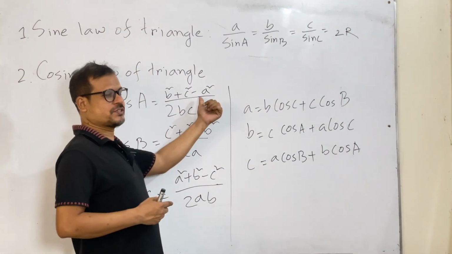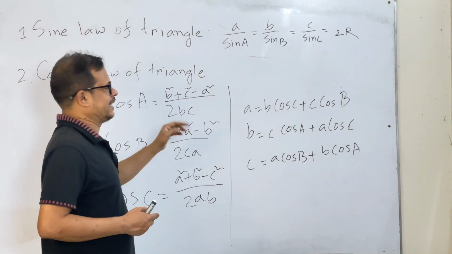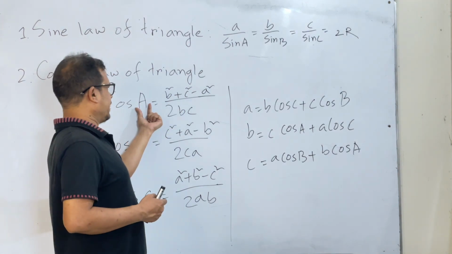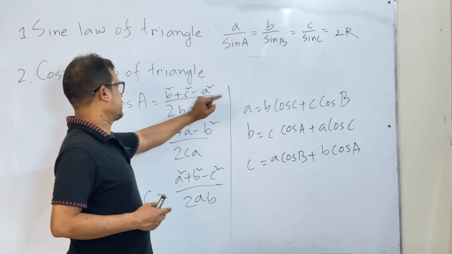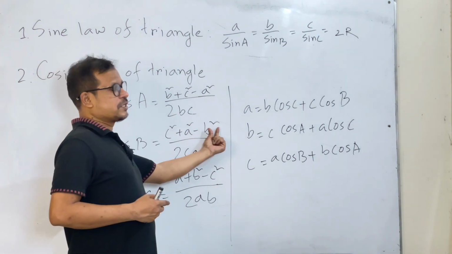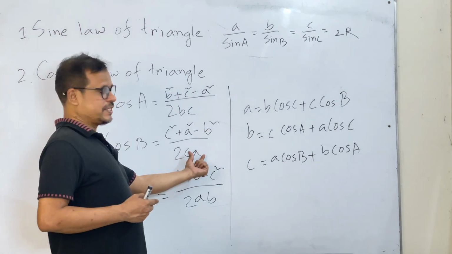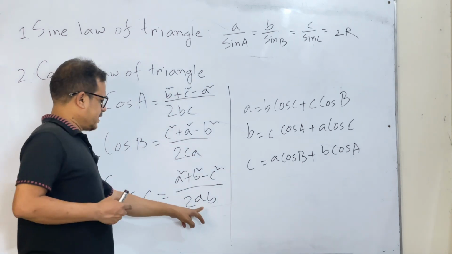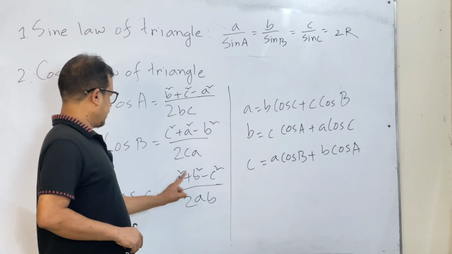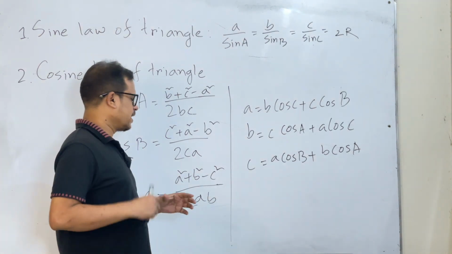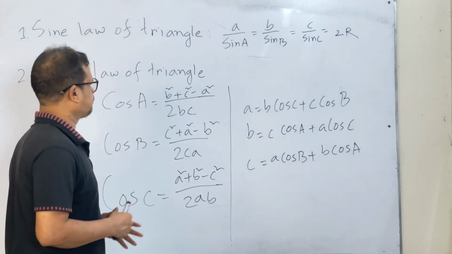And cos A equals (b square plus c square minus a square) over 2bc. Think about this: for a, the denominator is bc and minus small a square. For b, the denominator is ca, with minus small b square. There is no b there. For c, the denominator is 2ab, with no c in any term, but minus c square in the numerator: a square plus b square minus c square.